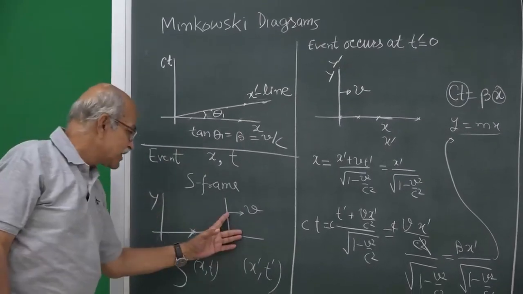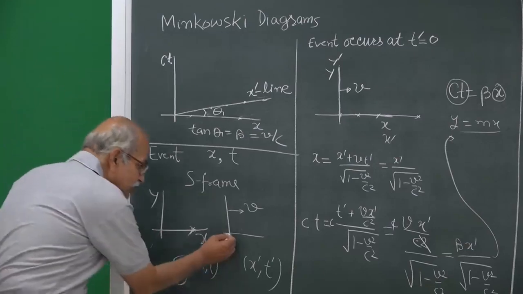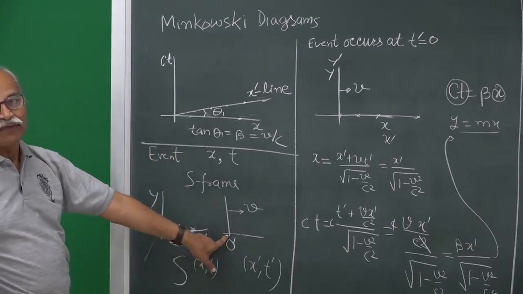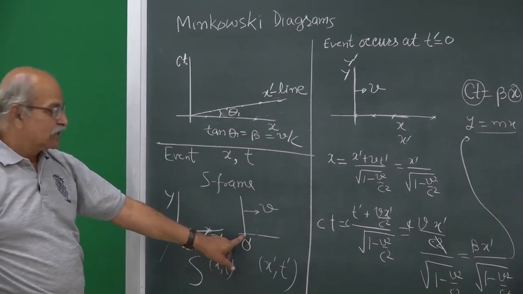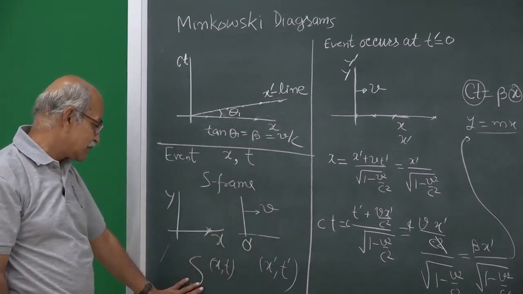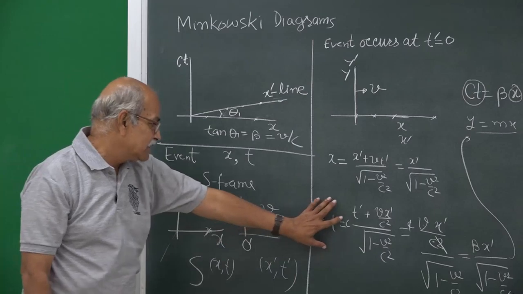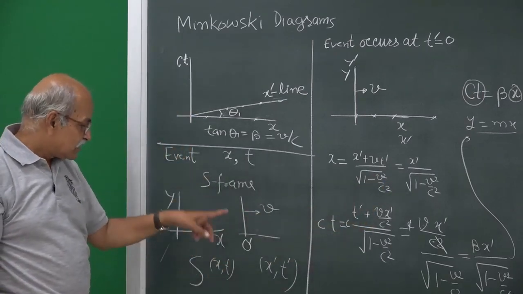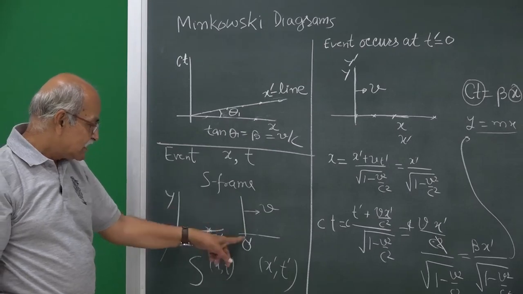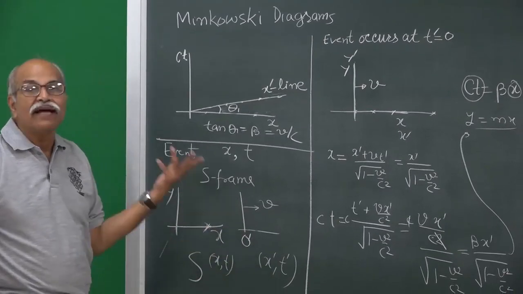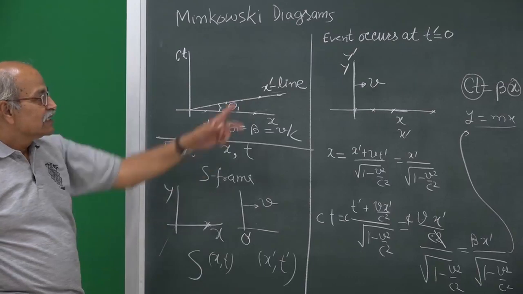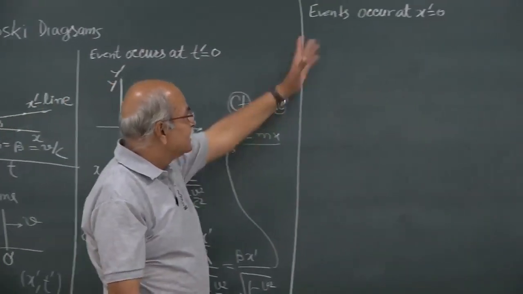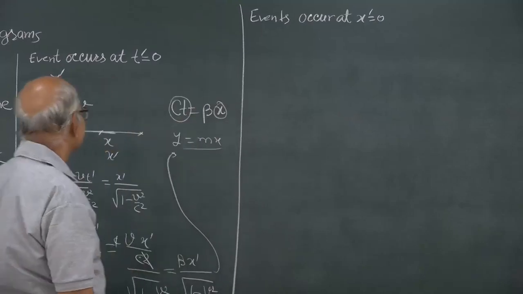So, this frame may be here, but this is our O prime, an event is occurring here. So, x prime is 0. This frame may be here, seen from S, this frame may be here, this frame may be here. I am talking of events which occur at the origin of S prime at certain time. Those are events occurring at x prime equal to 0.